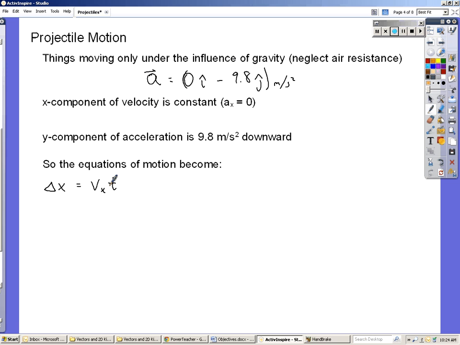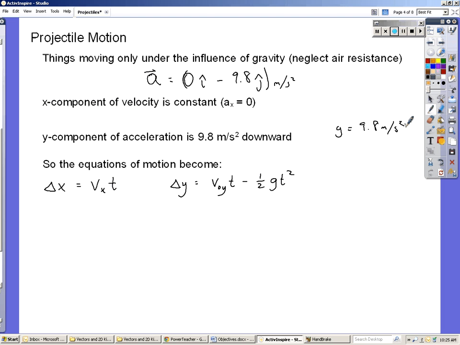And then, on the other hand, for delta y, we can use the kinematic equation, v naught y, the initial y component of the velocity, times t minus 1/2 gt squared, where g is equal to 9.8 meters per second squared on Earth. If you go to a different planet, gravitational acceleration might be different, and that would change your equations a little bit. The equation is the same, one of the numbers would be changed.